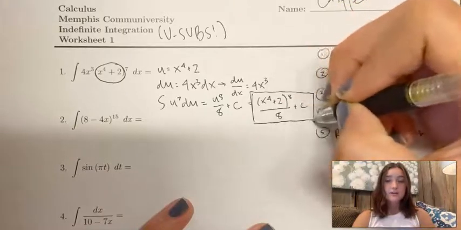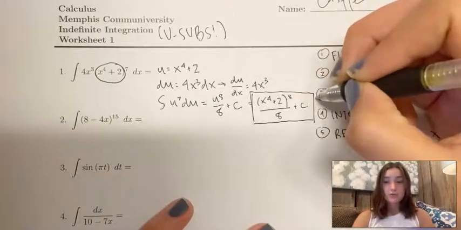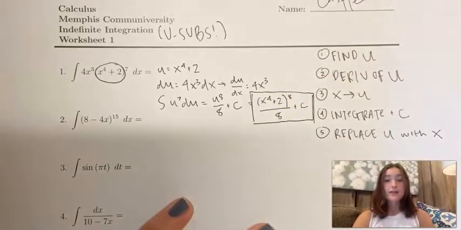And then my final step is I'm going to go back in, and after I've integrated with the u, I'm going to substitute back in whatever my u was using x's. So I substituted back in the x to the 4 plus 2 to the 8 over 8 plus c, and that's my answer.